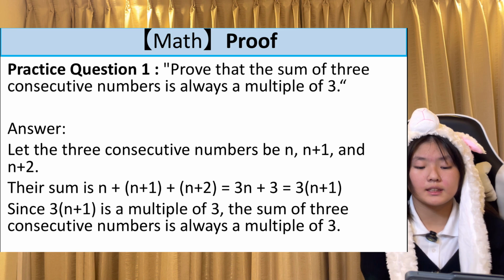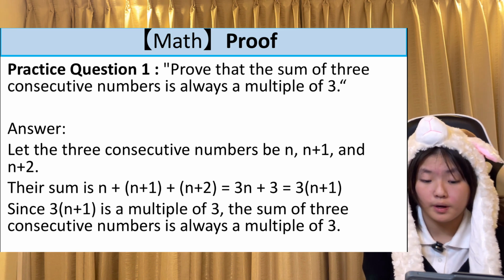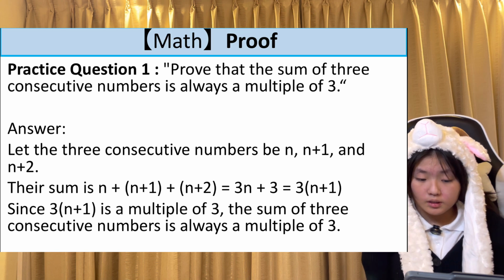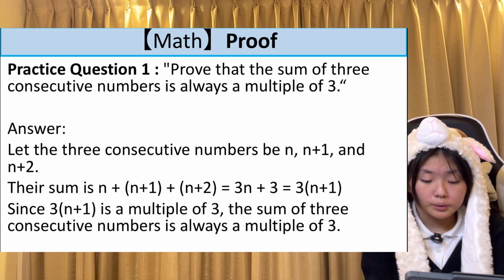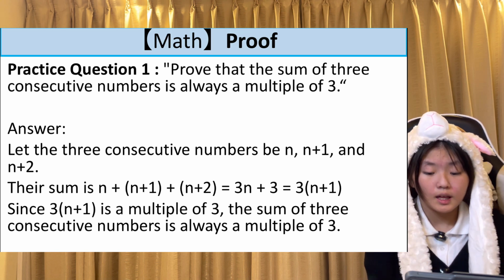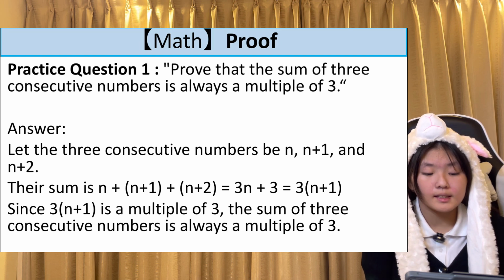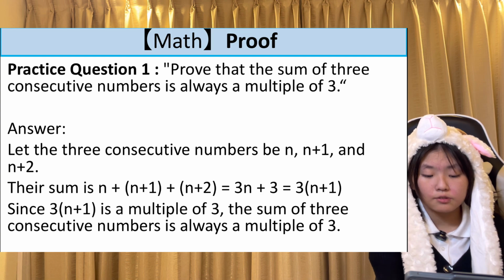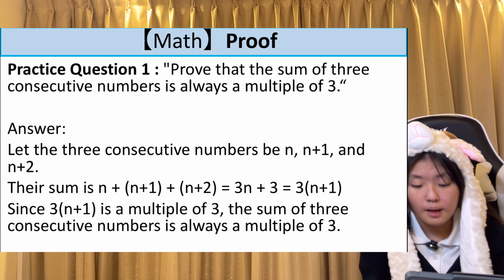For example, let the consecutive numbers be n, n plus 1, and n plus 2. Their sum is n plus n plus 1 plus n plus 2, which is 3n plus 3, which is 3 brackets n plus 1. Since 3 brackets n plus 1 is a multiple of 3, the sum of 3 consecutive numbers is always a multiple of 3.